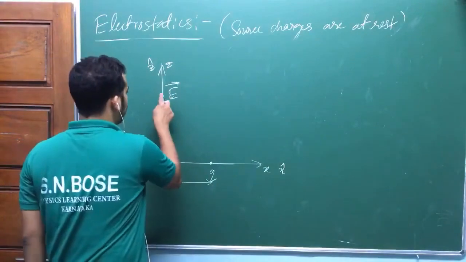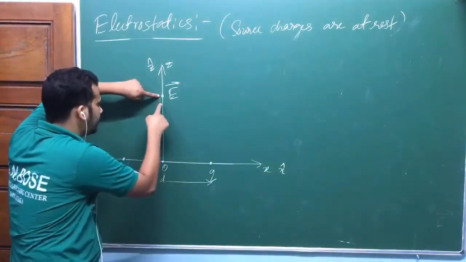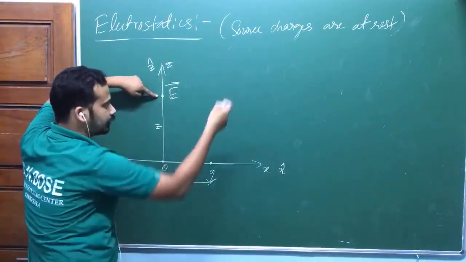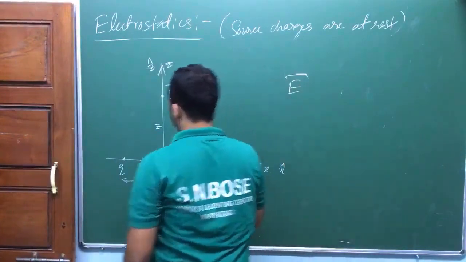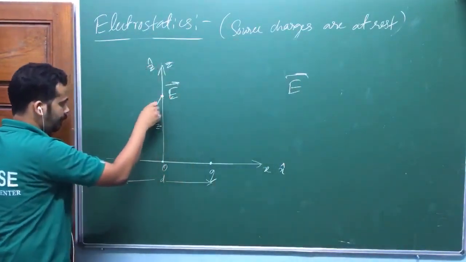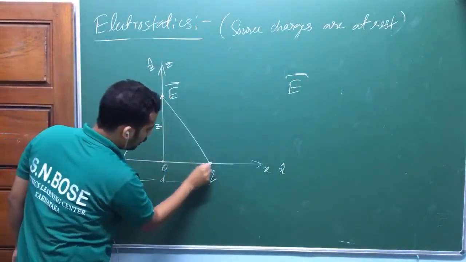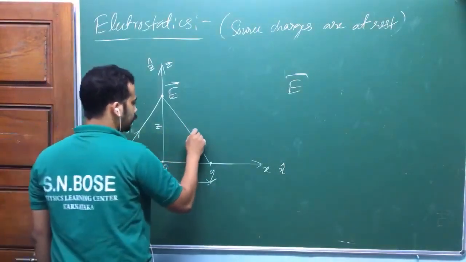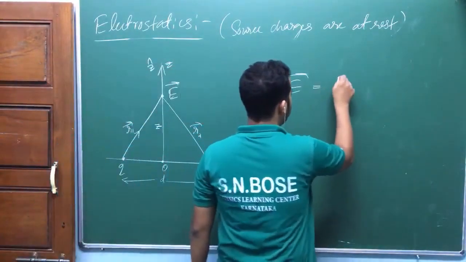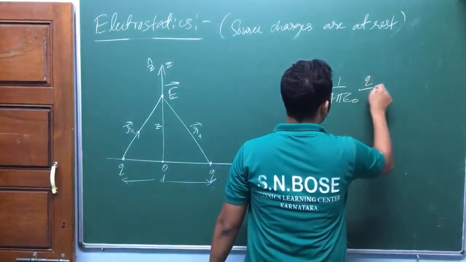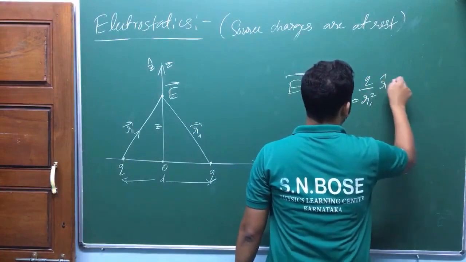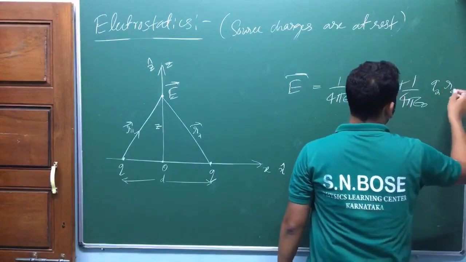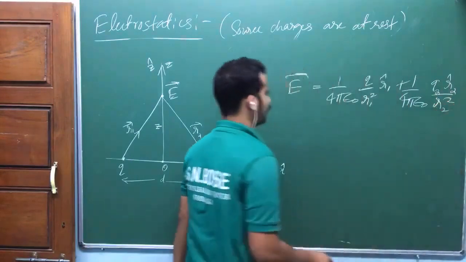Now, the electric field at this point should be calculated due to this charge and due to this charge. Am I right? I can apply this. Let me take this one as R1 vector and this one as R2 vector. I can find the electric field: 1 by 4 pi epsilon naught, Q by R1 square, R1 cap, plus 1 by 4 pi epsilon naught, Q2 R2 cap divided by R2 square. Can I write like this?